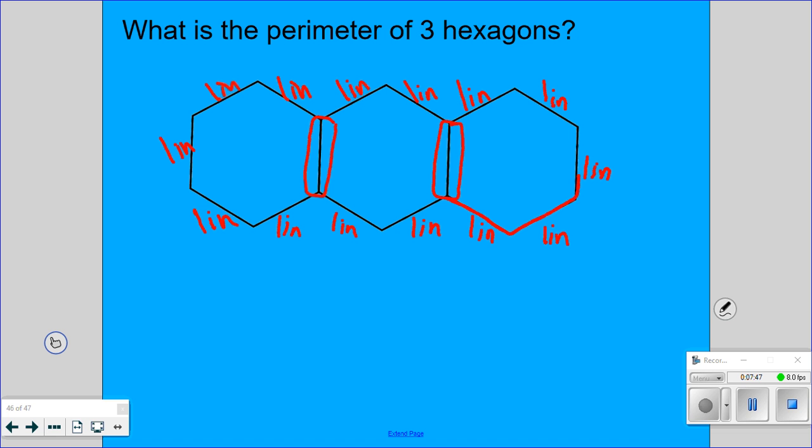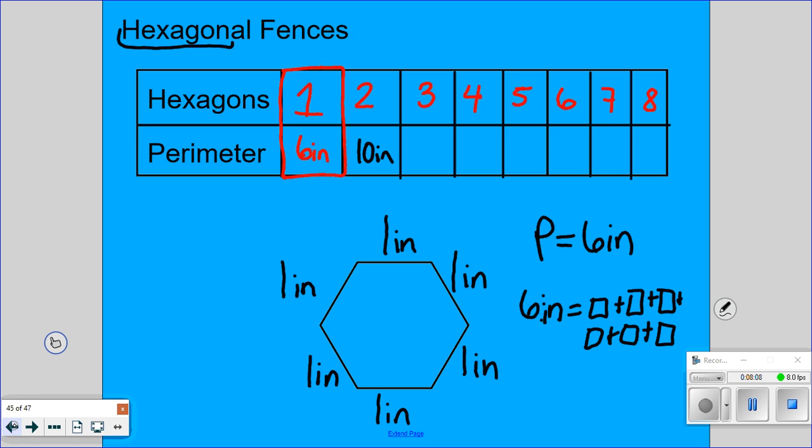1, 2, 3, 4, 5, 6, 7, 8, 9, 10, 11, 12, 13, 14. 14 what? 14 inches. Let's go back to our chart. 3 hexagons is worth 14 inches. So it only went up 4 from the last one. It went up 4 from the first one. It went up 4 from the next one. That's an interesting pattern we are noticing.